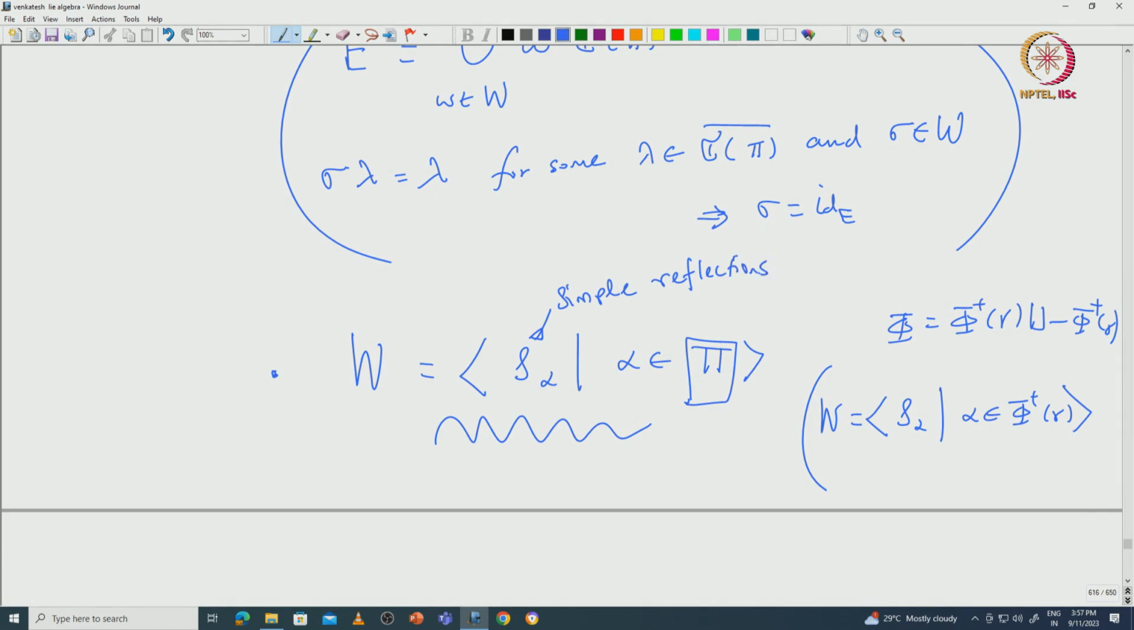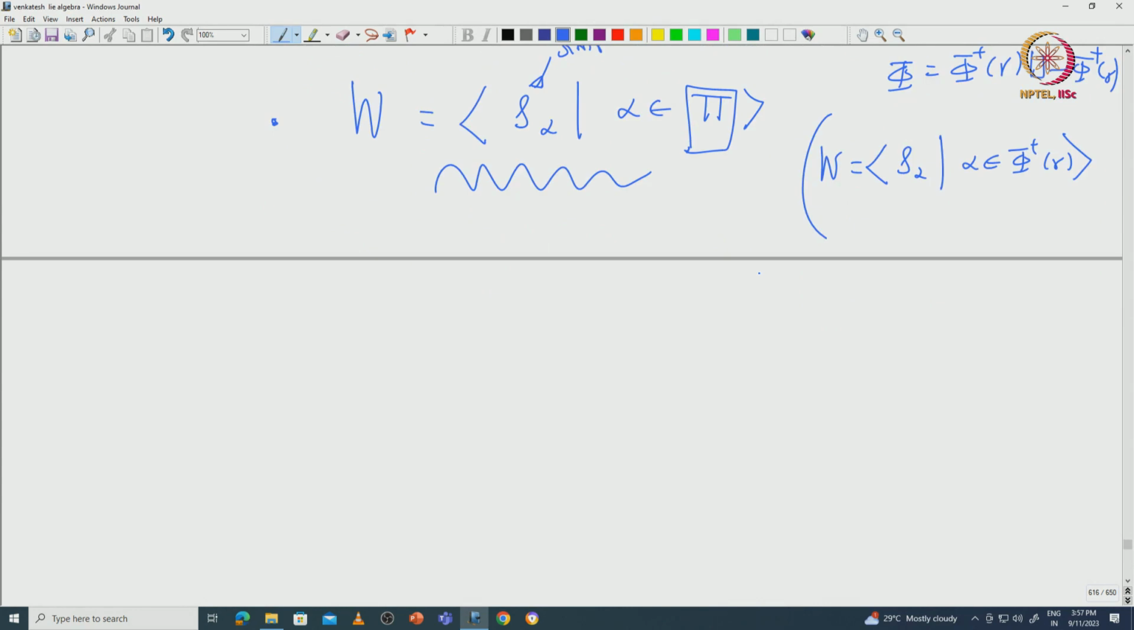Indeed, we prove that if we take W dash to be this subgroup, then that subgroup acts on this set of bases simply transitively. That is going to help us prove that this subgroup is exactly equal to W. Okay, let us prove this.